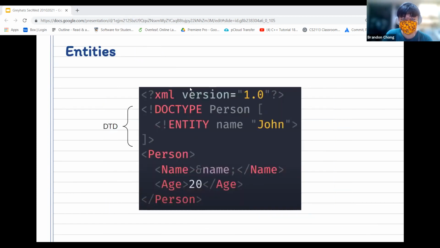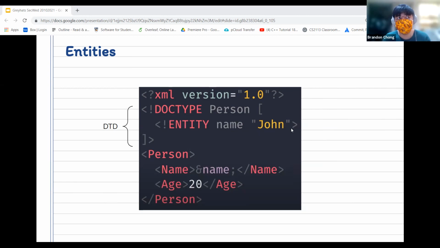So how exactly do you work around this? You use these things called entities. So what exactly are entities? You can think of them as simple storage units, like variables. So for example, in this code over here, I assign an entity called name with the value of John.